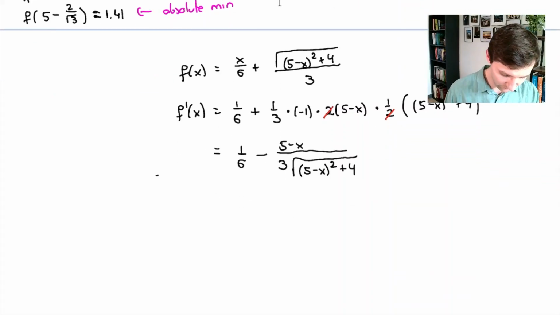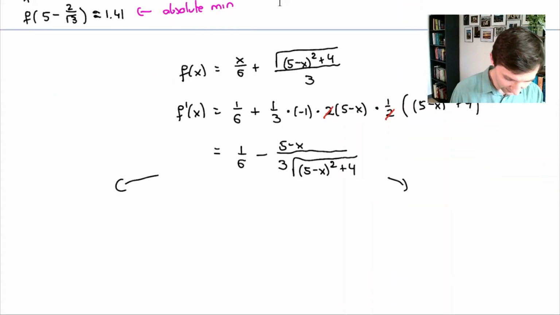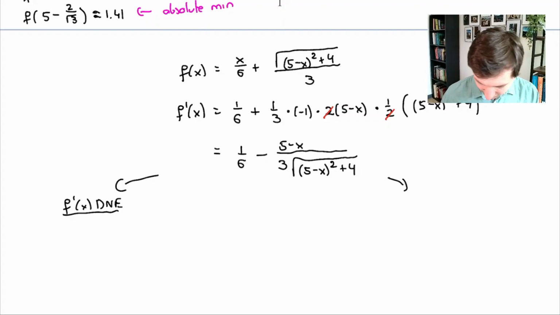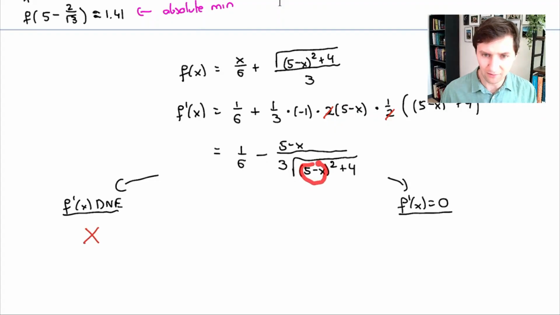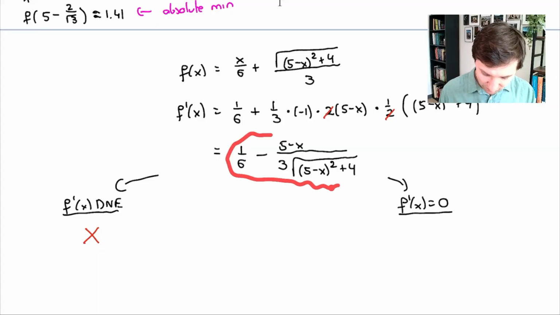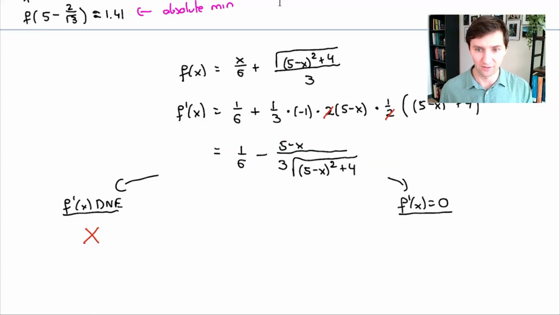Now I ask myself, are there any x's that make this derivative not defined? And are there any x's that make this derivative equal to 0? And I believe there are no x's that make this derivative not defined. And that is because no matter what x you plug in right here, this number will be at least 0. When you add 4 to it, that gives you a positive number. Square root of a positive number is always positive. You will never get 0 in the denominator. You can plug in any x you wish to this expression and you will always obtain an answer.